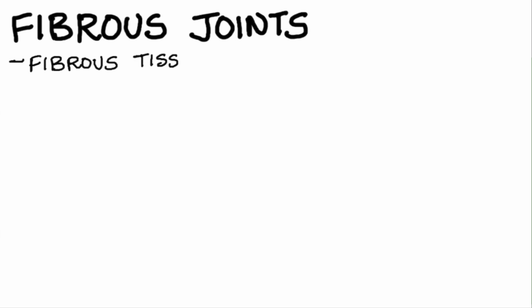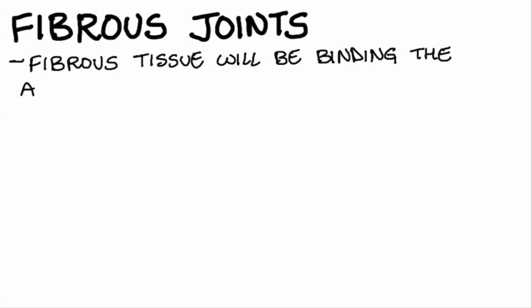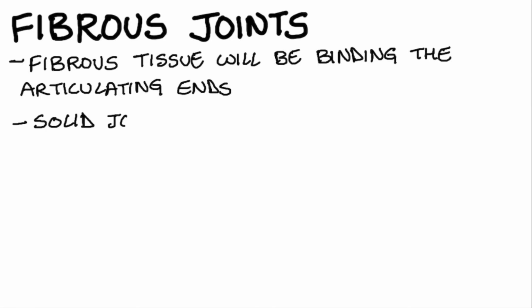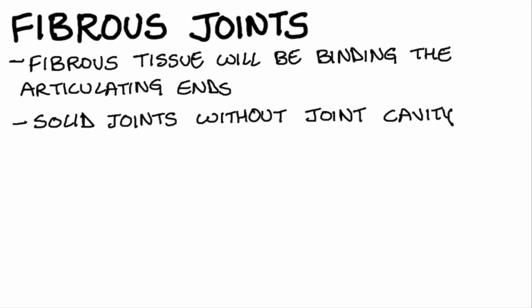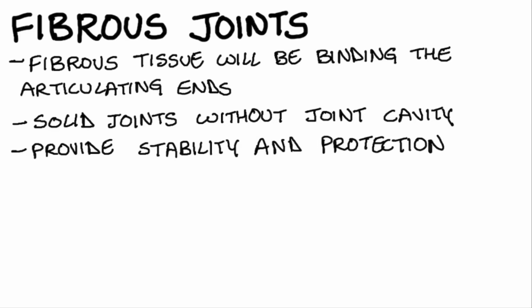The fibrous tissue will be binding the articulating ends in fibrous joints. These are solid joints without joint cavity. They provide stability and protection. So, the fibrous joints include sutures, syndesmosis, and gomphosis.